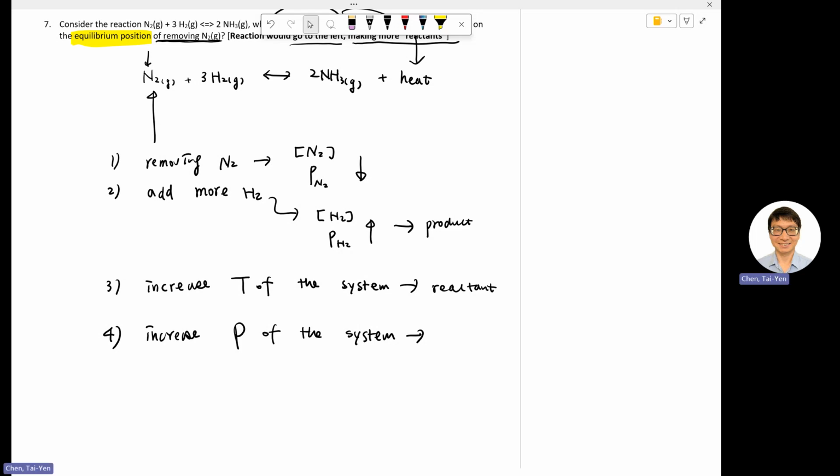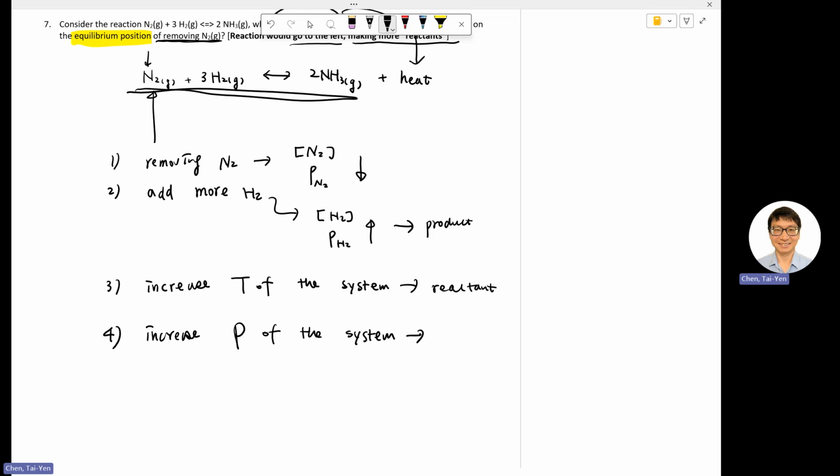How do you know it's going to move to the product side? Here is what you need to look into: the total moles of gas molecules on the reactant and product sides. If you look at the reactant side, how many moles do you have in gas form? 4 moles: 1 mole of N2 and 3 moles of H2. So on the left-hand side, you have 4 gas molecules. On the product side, you only have 2 gas molecules.